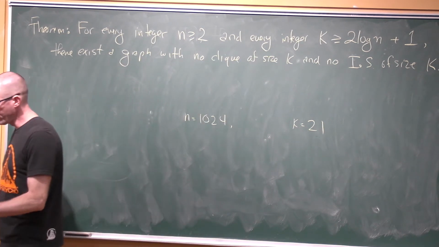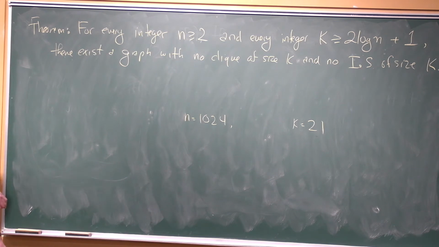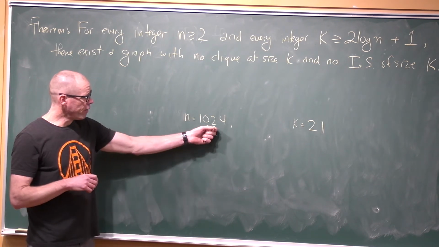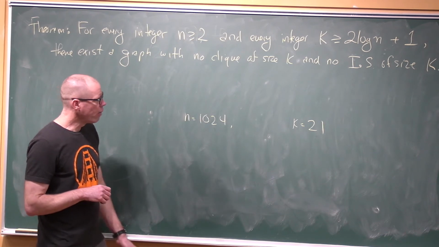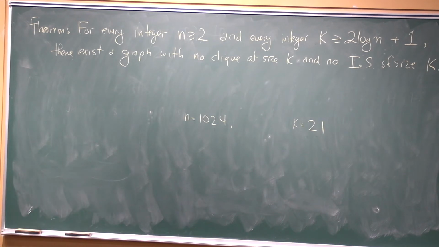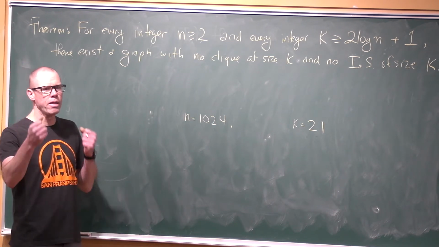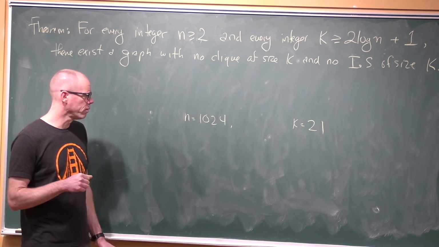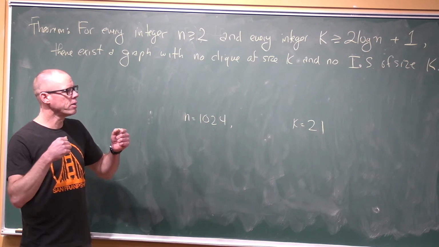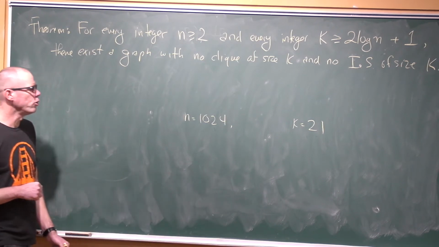Or another way to think of it, if you want to go back to groups of people, there exists groups of 1024 people where if I take any 21 of them, then inside that 21, there's going to be 2 people who know each other and 2 people who don't know each other. Because it's not a clique, therefore there are 2 who don't know each other. It's not an independent set, therefore there are 2 who do know each other.